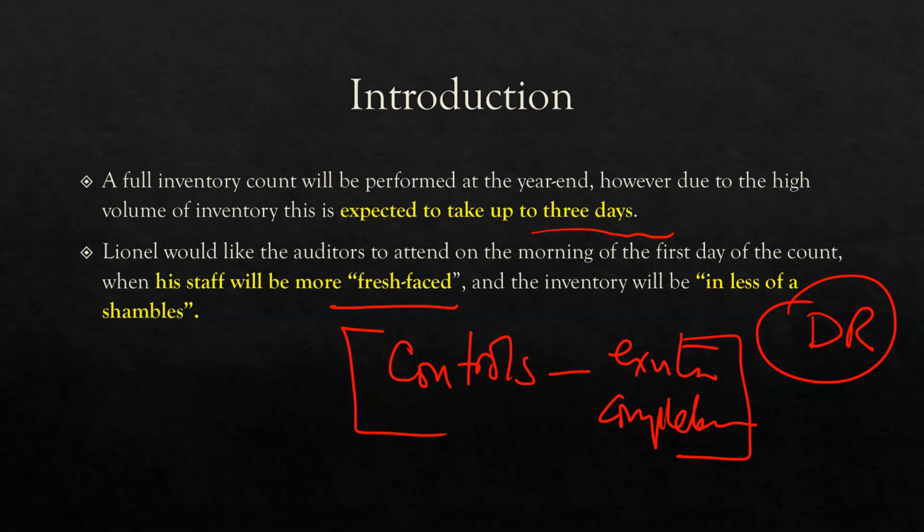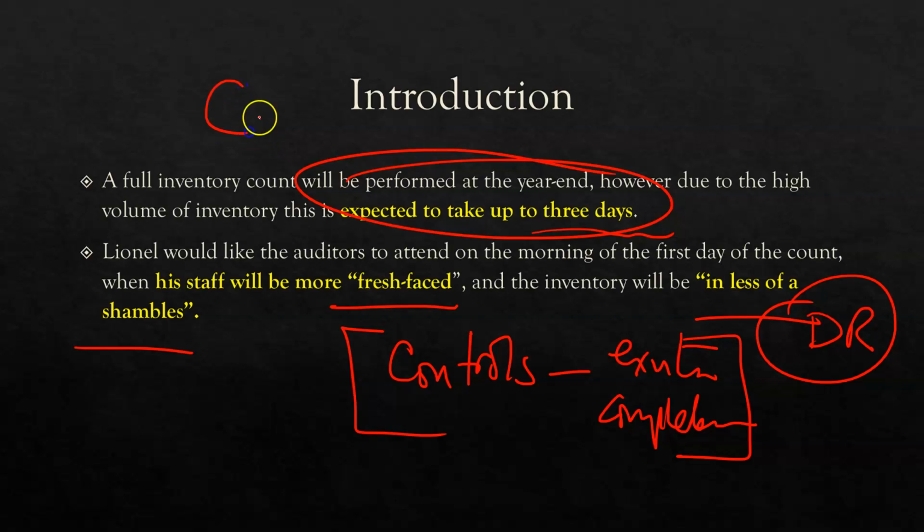Any recommendations we're making are very much about seeing inventory as a material balance, about making sure we're there for the 3 days, and about understanding the processes taking place. This is very much about controls, before we even start talking about valuation. The fact that it says here that it is in less of a shambles means that the controls are probably weak, basically control risk is high. So we need to really be there to assess controls and whether or not we can rely on that.